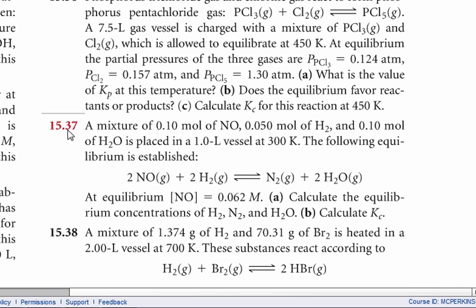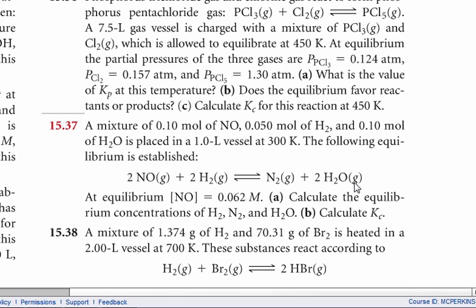So here we are looking at problem 1537. We are given a balanced chemical equation, and we are told that we are given 0.1 moles of nitrogen monoxide, 0.05 moles of hydrogen, and 0.1 mole of water, and placed in a 1-liter vessel at 300 K.